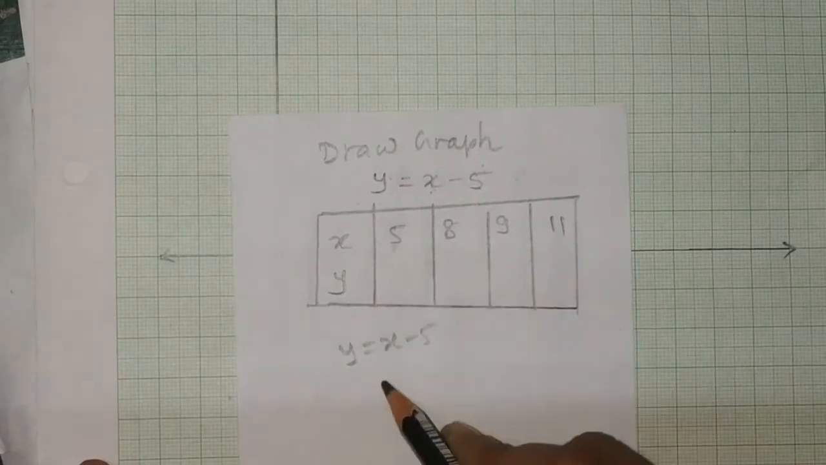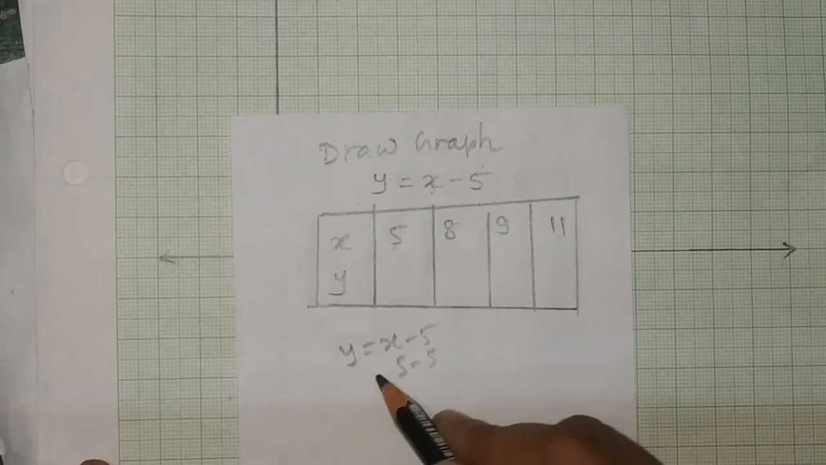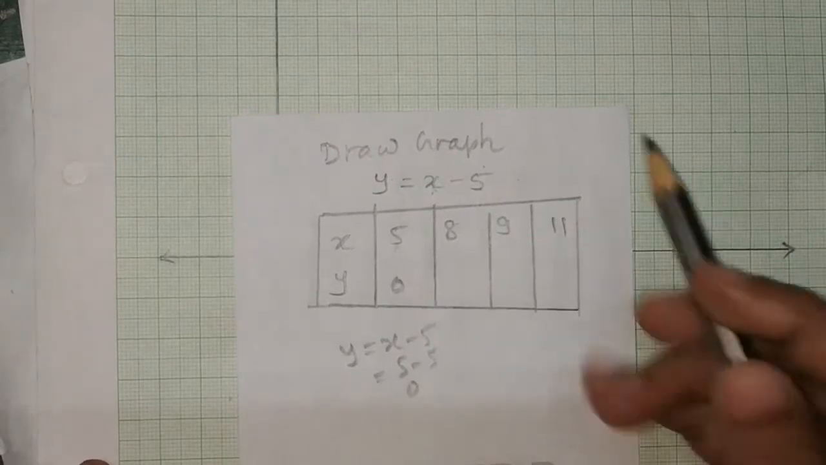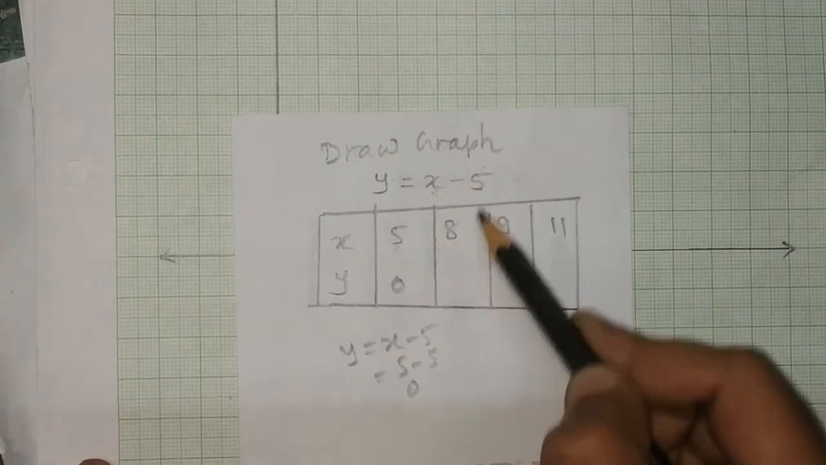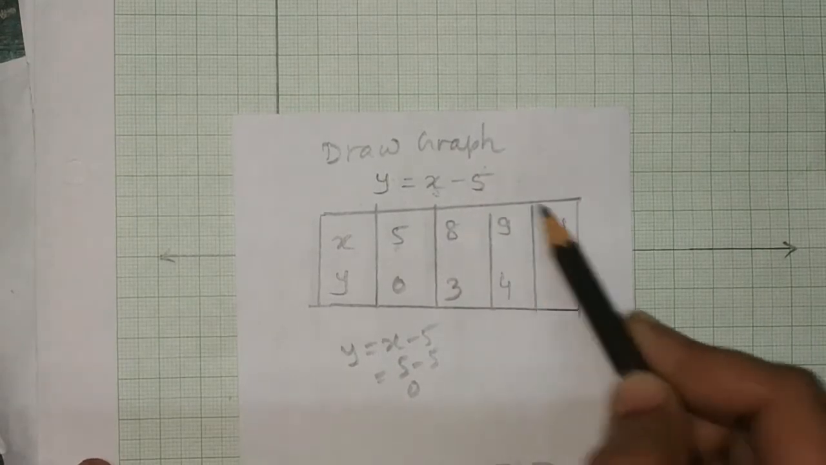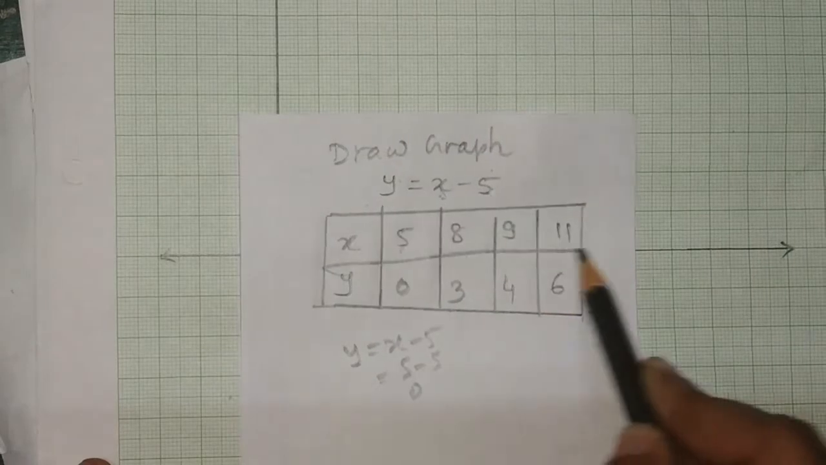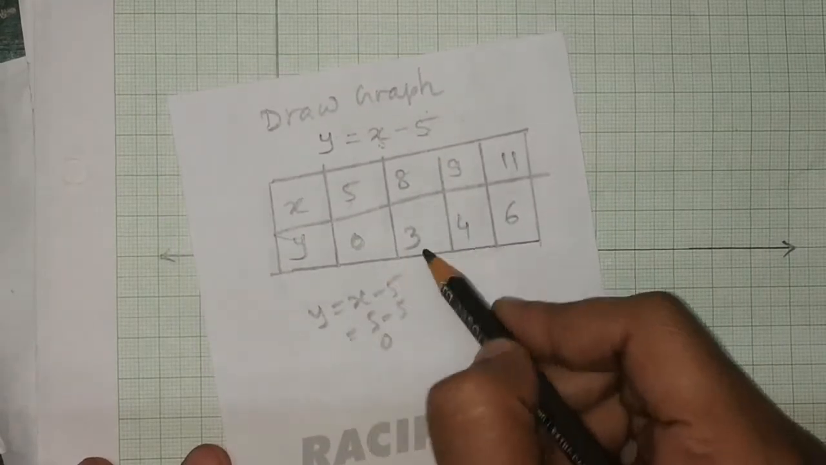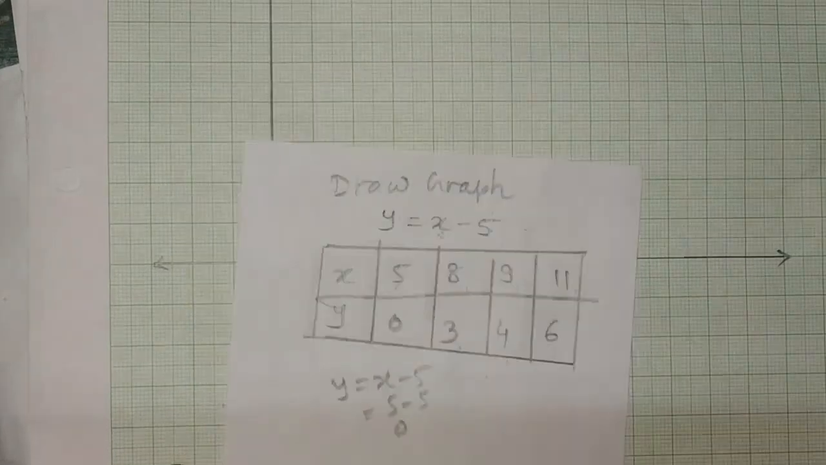Our first value of x is 5. So here 5 minus 5 will get a 0. Then 8 minus 5 is 3. 9 will keep here, 9 minus 5 is 4, 11 minus 5 is 6. So in this way we obtain these values or coordinates: 5, 0, 8, 3, 9, 4, 11, 6.